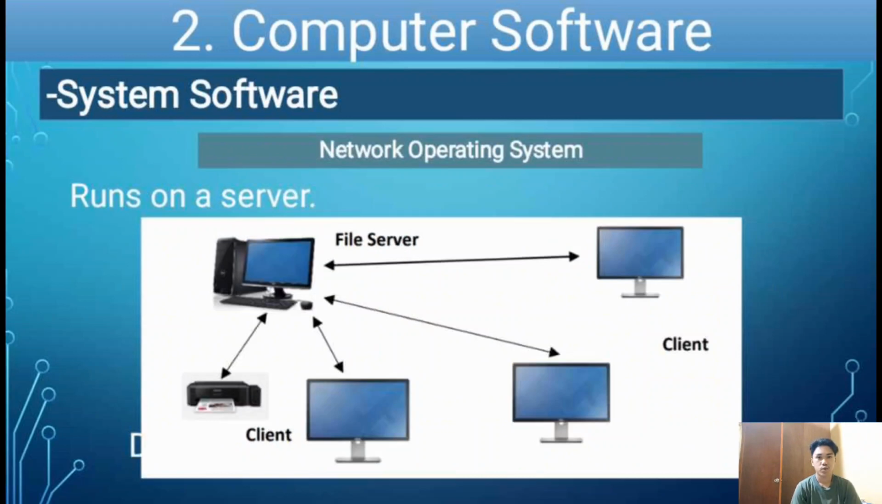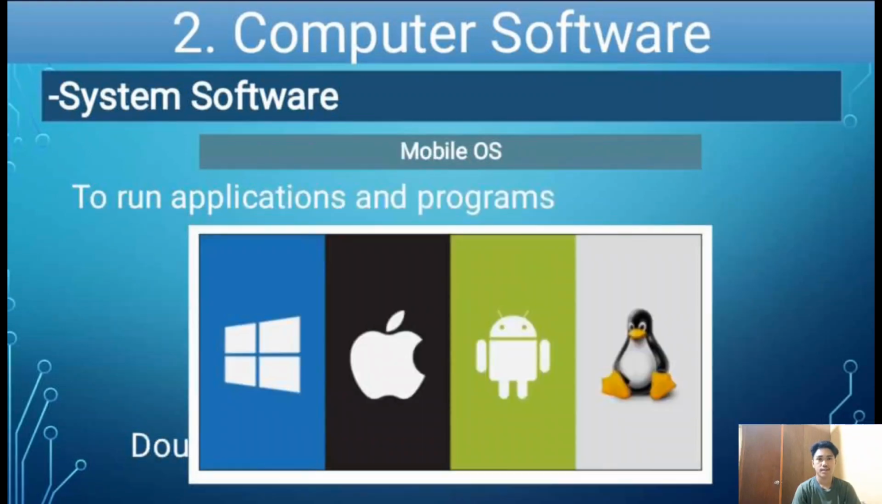5. Network operating system. It's often used in server-client setups where multiple users access resources over a network. 6. Mobile operating system or mobile OS. It enables these devices to run applications and programs, manage hardware resources efficiently, and provide a user-friendly interface. Popular examples include Android and iOS.